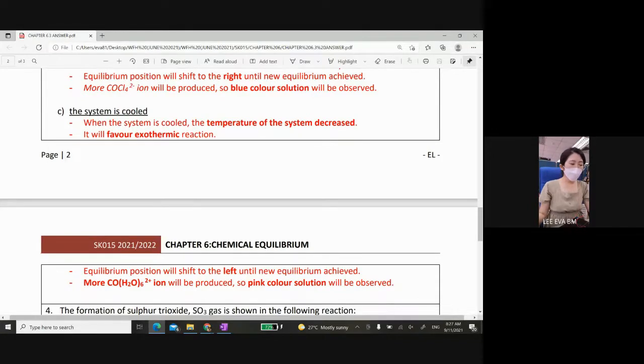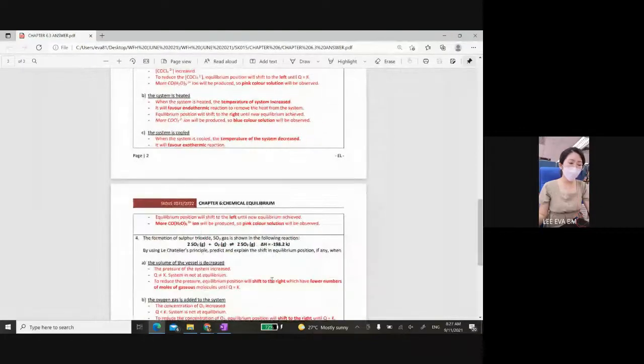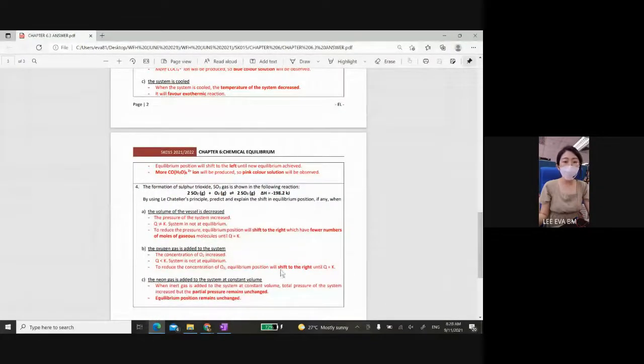Okay, soalan 2 dengan soalan 4 nanti awak boleh check lah. The explanation is more or less the same. It depends on which factor you are explaining. Is it concentration, pressure, volume, or inert gas, or temperature? Kalau dapat catalyst paling senang lah, no effect. Dia cuma increase rate dengan shorten time taken only.